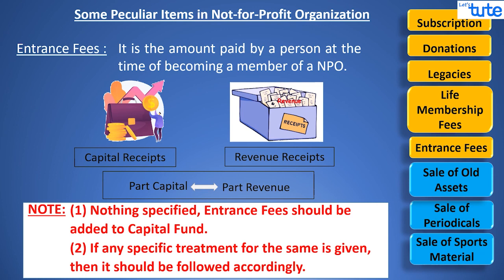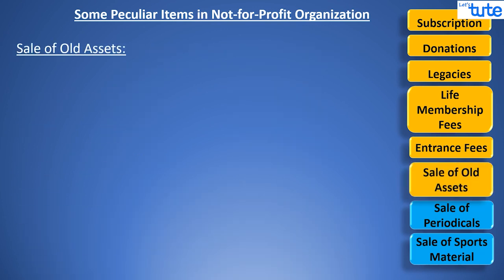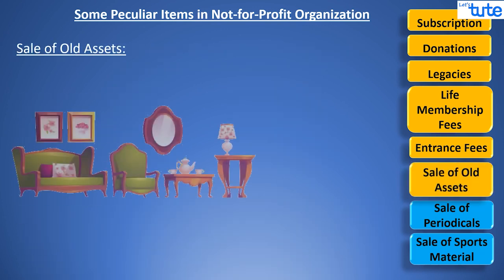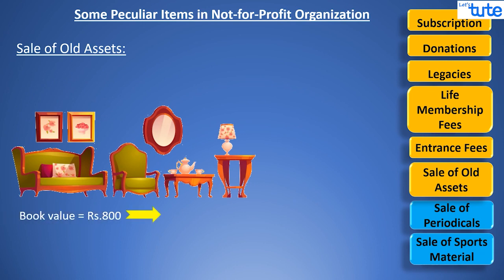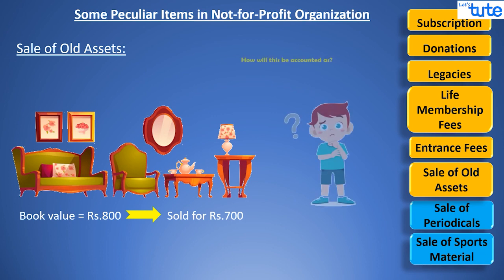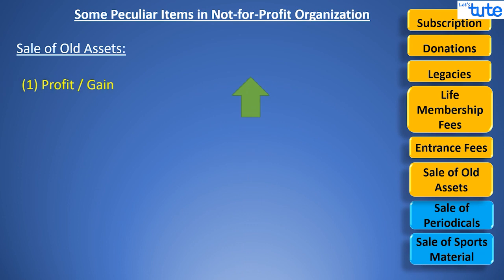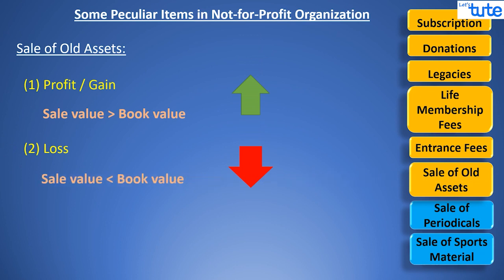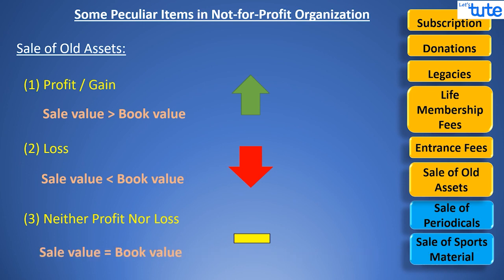Moving ahead, the next concept is sale of old asset. Now for instance, if a furniture with a book value of Rs 800 is sold for Rs 700, how will this be accounted? Sale of asset may result in gain if the sales value is more than the book value, or loss if the sales value is less than the book value, or neither profit nor loss if sale value is equal to the book value.